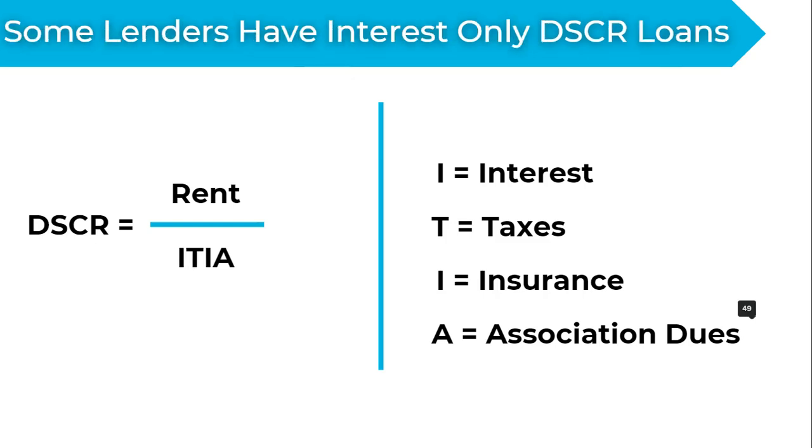Now, some DSCR lenders do have interest-only options. So that would be a 30-year loan where the first 10 years is interest only and the remaining 20 years is fully amortized, or there's sometimes 40-year options where the first 10 years is interest only and the last 30 years is fully amortized. If you're in an interest-only option, the lender may use interest, taxes, insurance, and association dues to see if that property ratios. Now, not all lenders only use the interest in this scenario, so you want to make sure what they're utilizing for the DSCR.